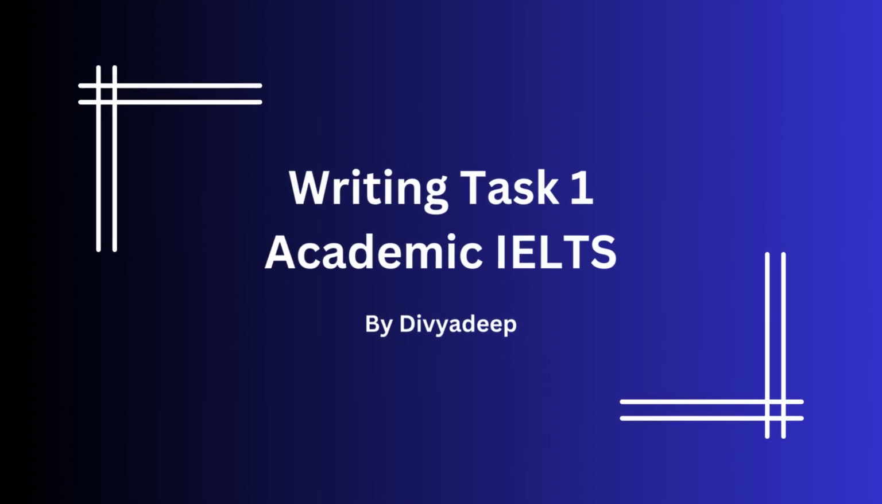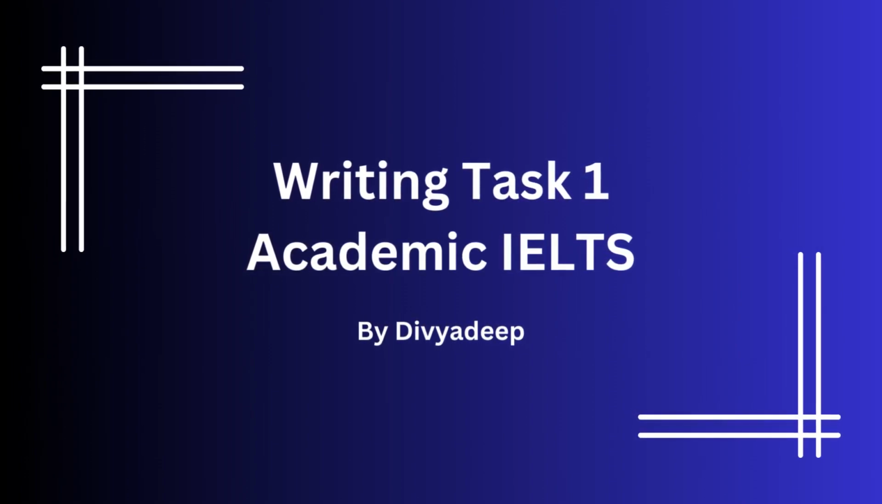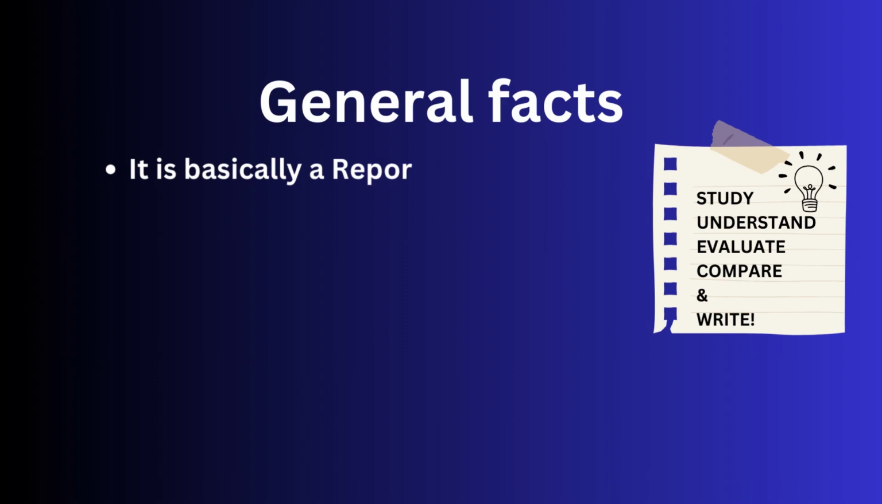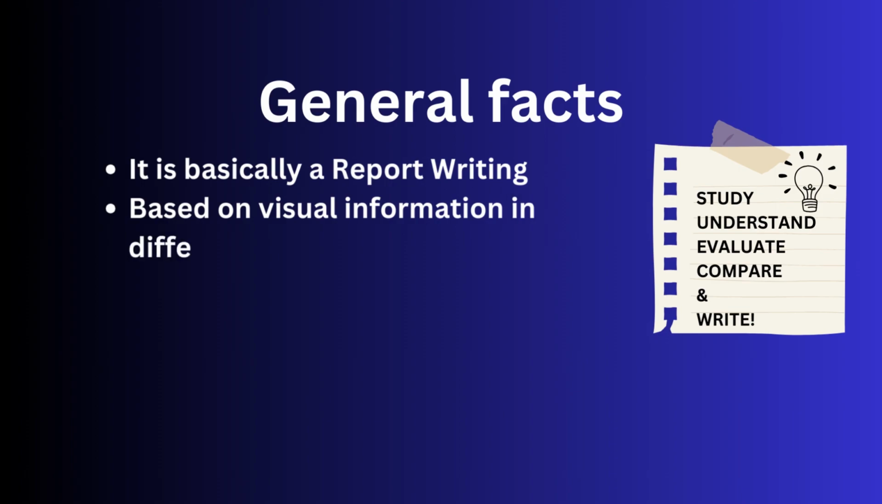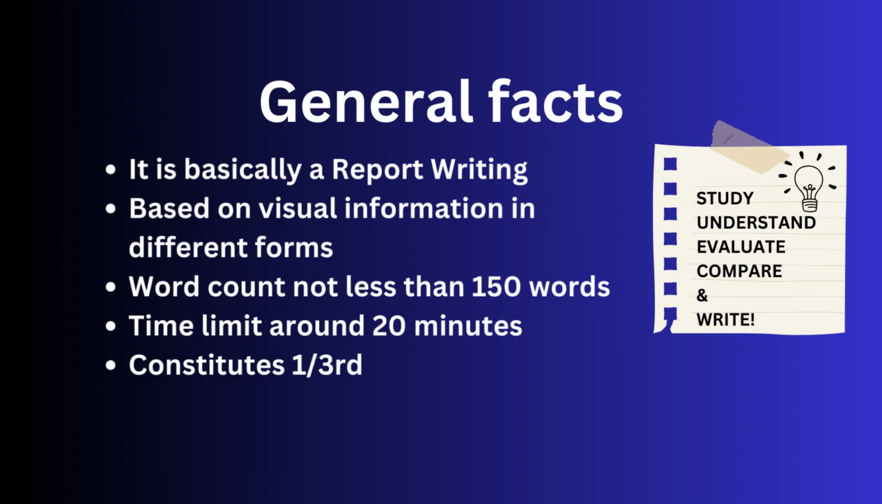Hi everyone. So today we will be discussing task 1 for academic IELTS. Task 1 for academic IELTS is basically report writing, and we get visual information. It can be in different forms. You just get some visual information which you have to study, understand, evaluate, compare, and then you have to write 150 words, not less than 150. So a 150-word report on the information given to you.